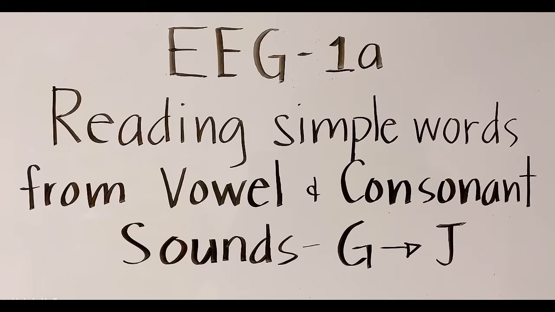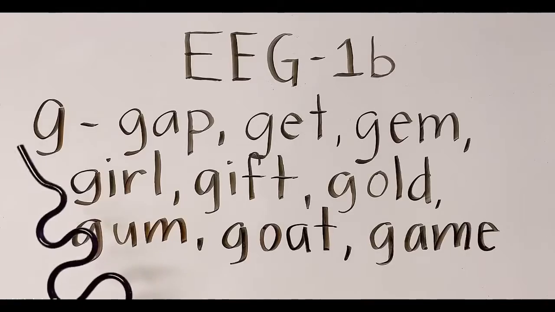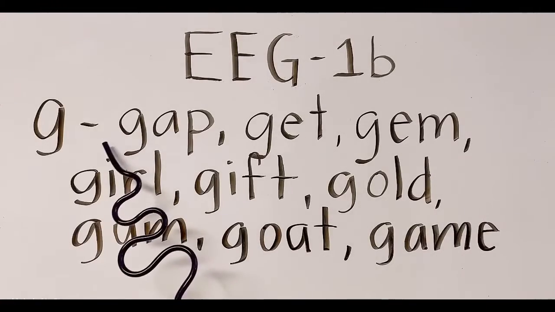In this video is the reading of the simple words from vowel and consonant sounds G to J. Okay, next is the letter G. G, G, G. Okay, let's read the words.